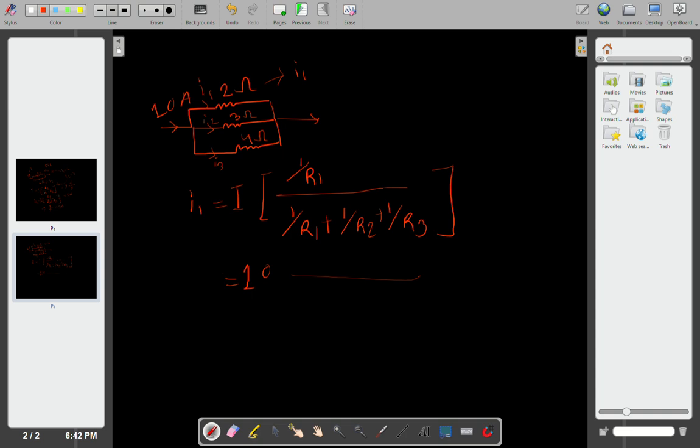then 1 by R1, 1 by 2 is obviously 0.5, and here if we solve it like 0.5, 1 by R2 is 1 by 3, which is 0.33, 1 by 4 is 0.25, which is ultimately 10 into 0.46, which is 4.6. Now you can see we have solved the circuit for I1.